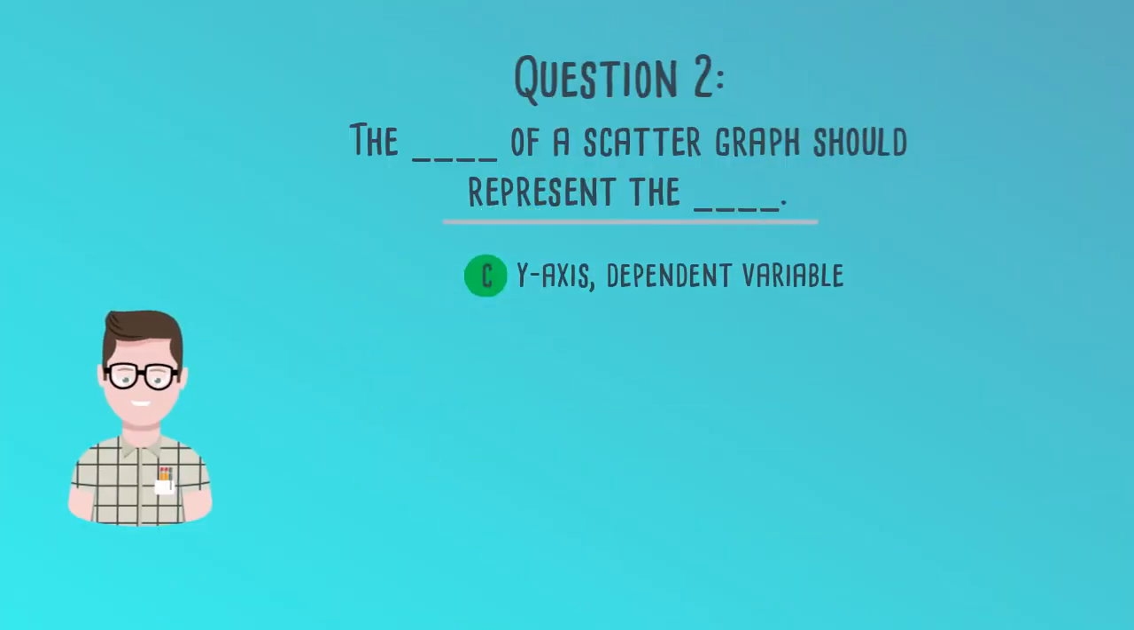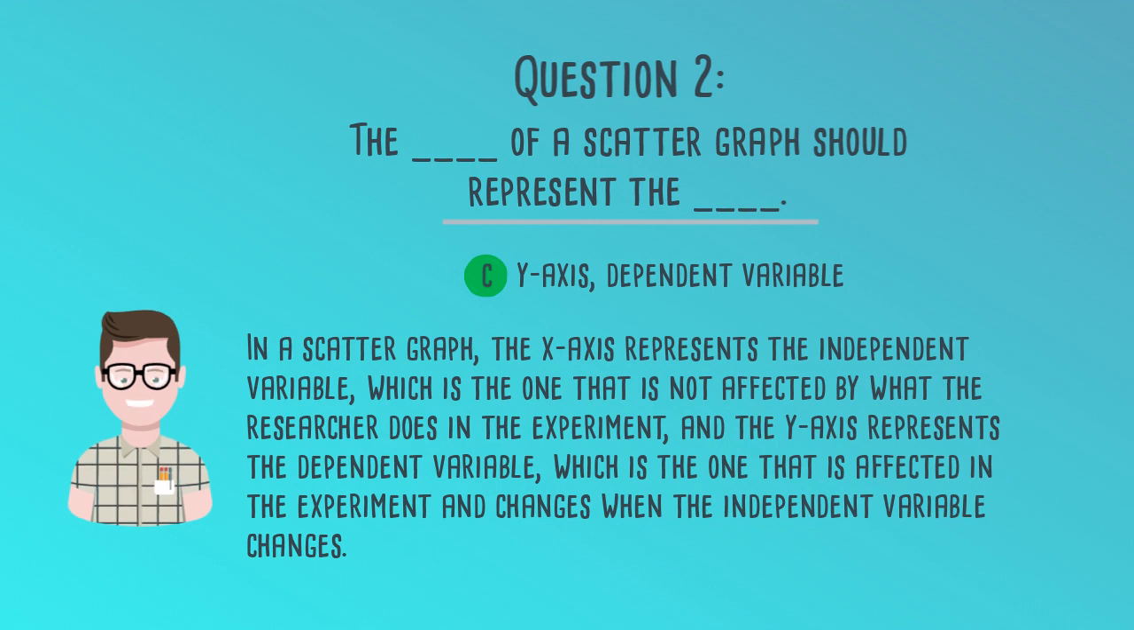Y-axis, dependent variable. In a scatter graph, the x-axis represents the independent variable, which is the one that is not affected by what the researcher does in the experiment, and the y-axis represents the dependent variable, which is the one that is affected in the experiment and changes when the independent variable changes.